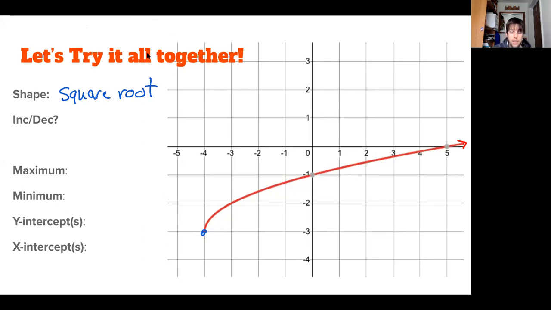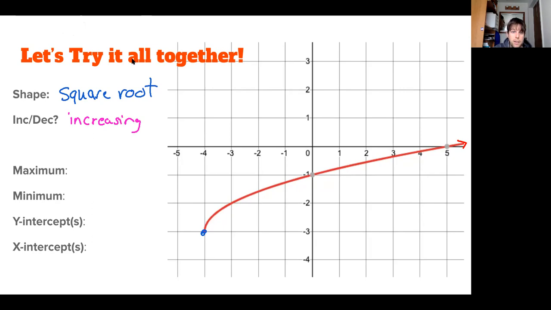Is this graph increasing or decreasing? Well, let's start on the left side. We follow it. It's generally going up. So this is an increasing graph. Doesn't go down, just increases.